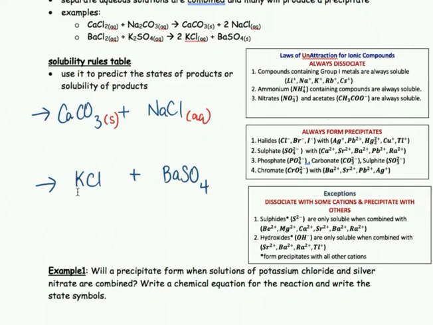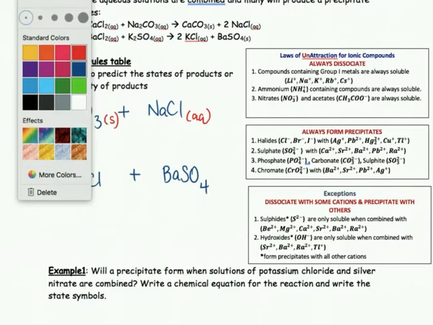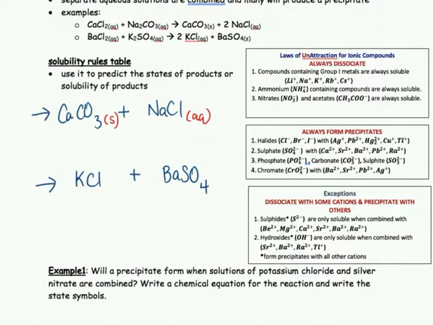So let's start with potassium chloride first. You're looking up in here, and right away you see potassium. Okay, it's a group 1 metal. Anything that combines with a group 1 metal is aqueous. So write aq. All right, and barium sulfate.